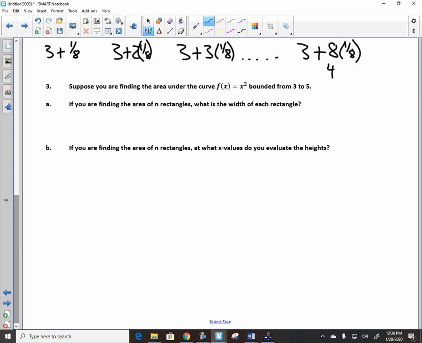This is where you get to make the connection. This is the super important step. So if you don't see it, please ask me. Suppose you're finding the area under the curve x squared bounded from 3 to 5. If you are finding the area of n rectangles, what is the width of each rectangle? Very good. 5 minus 3 divided by n, or 2 over n.